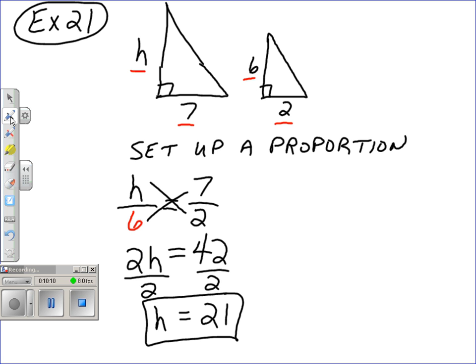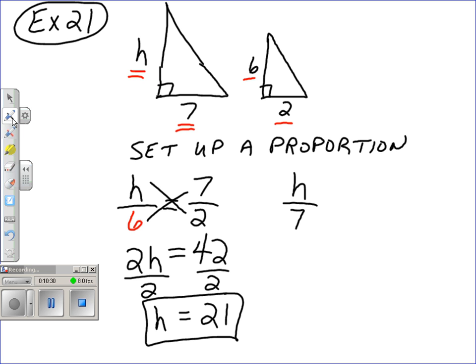Now, as long as you follow the same pattern, proportions are all about patterns and setting it up in the right order. We could do this a different way and get the same answer. What if I had compared my h and stayed on the same triangle and compared it to the 7? Well, let's try that and see what happens.